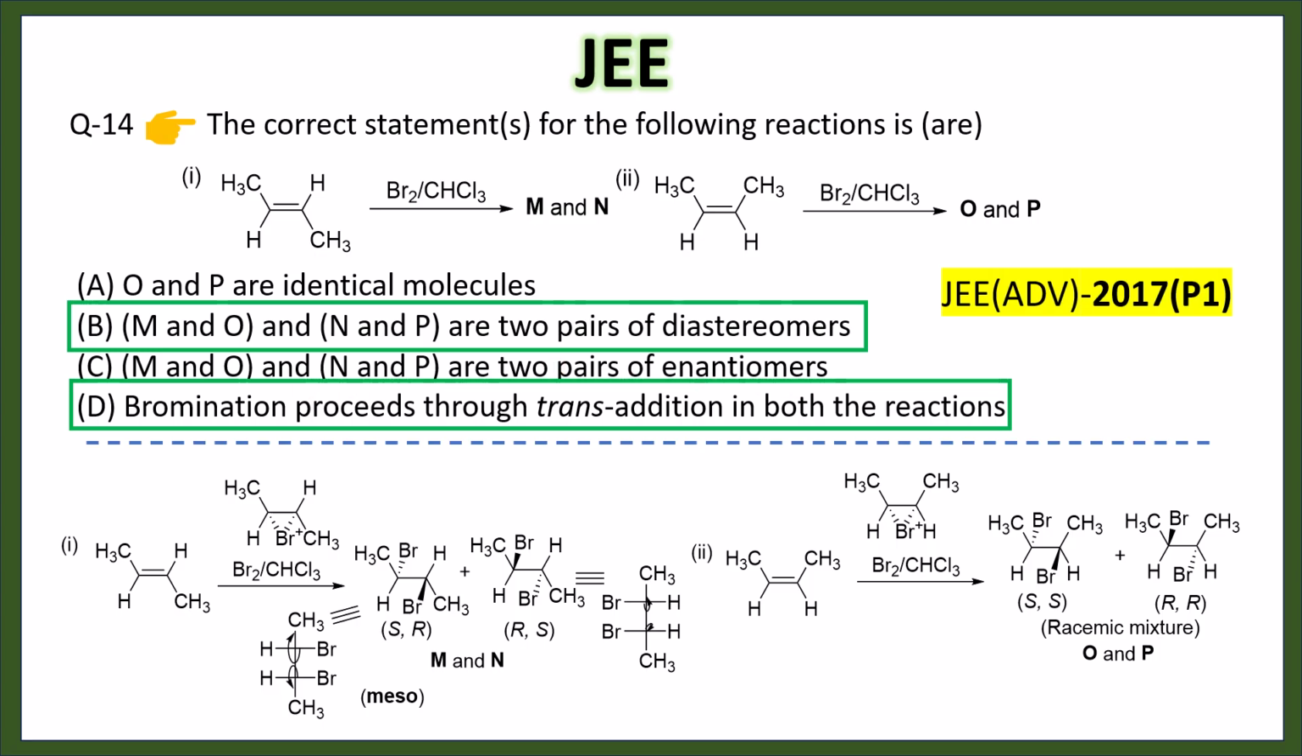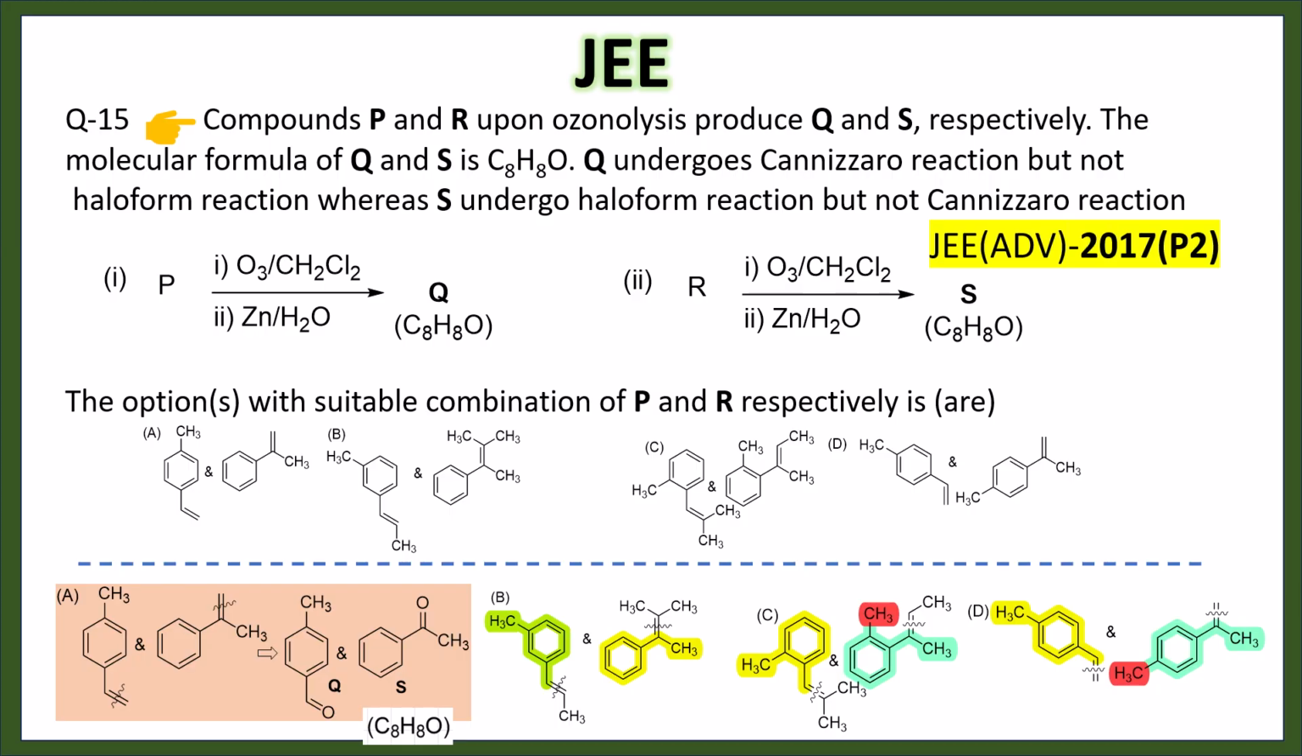Now coming to question number 15: the compounds P and R undergo ozonolysis to give Q and S, whose formulas are like this. One undergoes Cannizzaro but not haloform, whereas S undergoes haloform, not Cannizzaro. Let's do that.